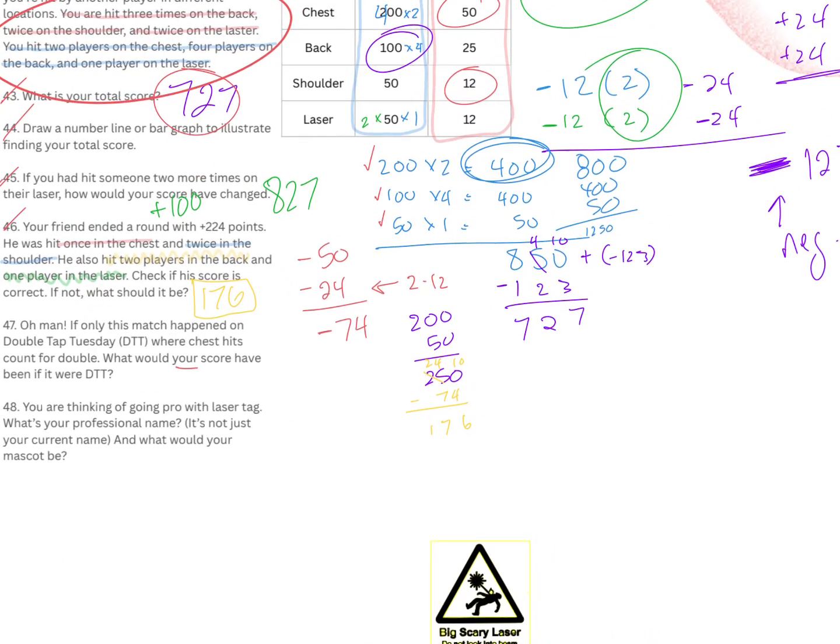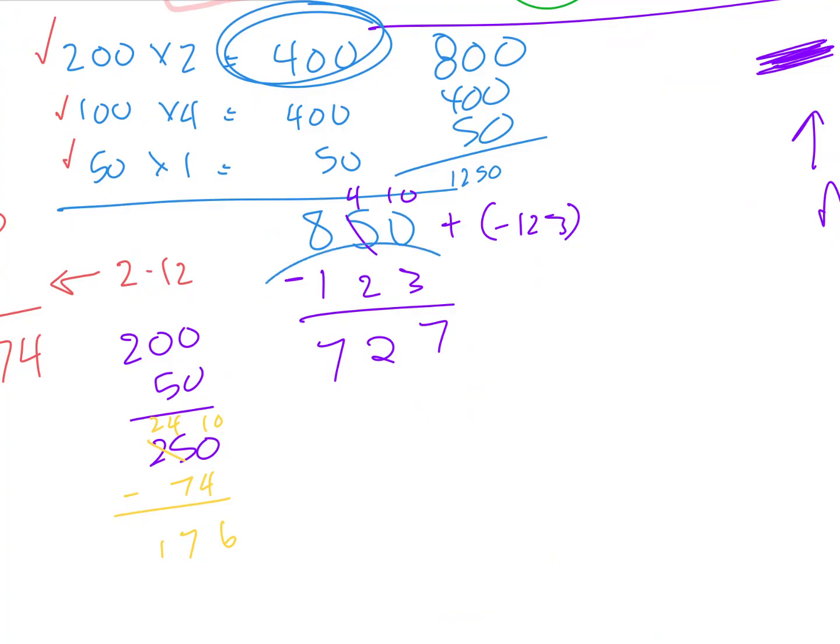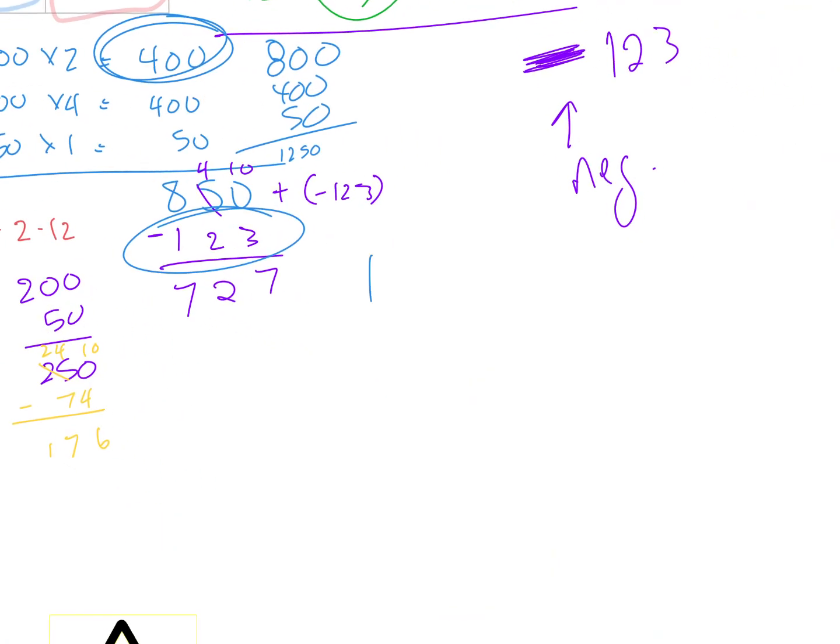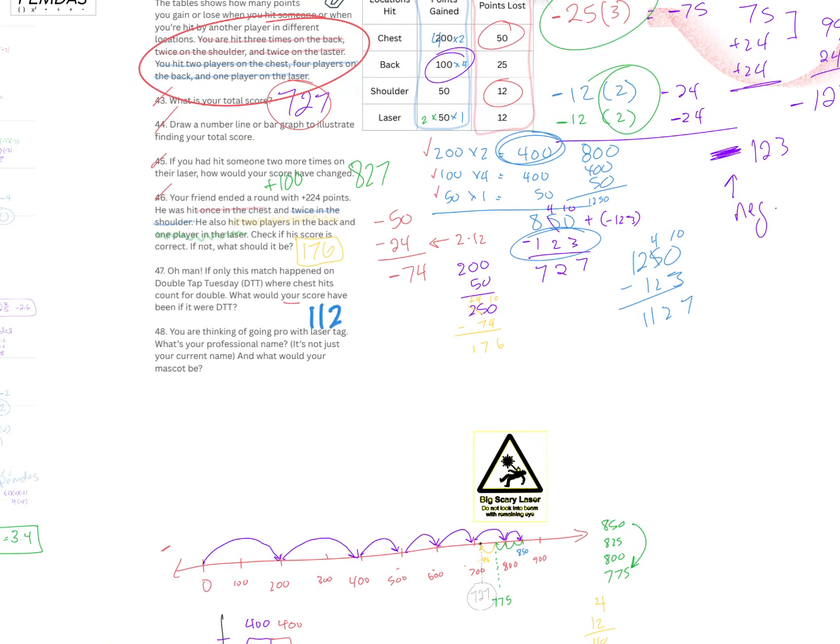Now 1250 minus the 123, right? So here we go. That's 472. You would have had 1127. 1127. All right, we're done with that one.